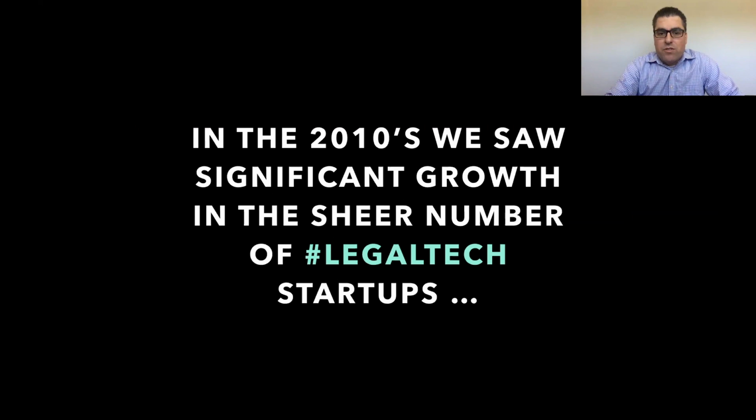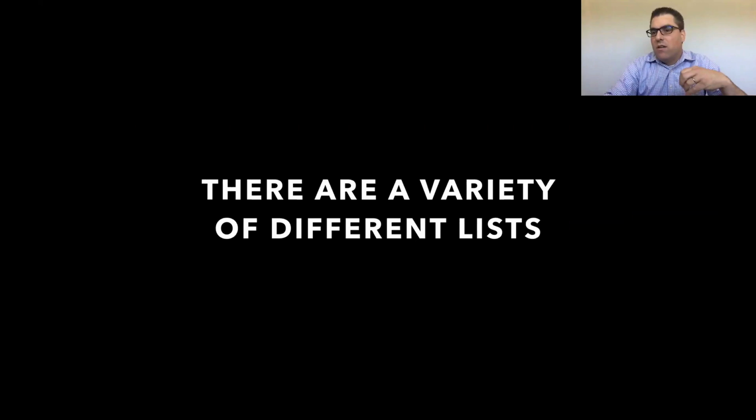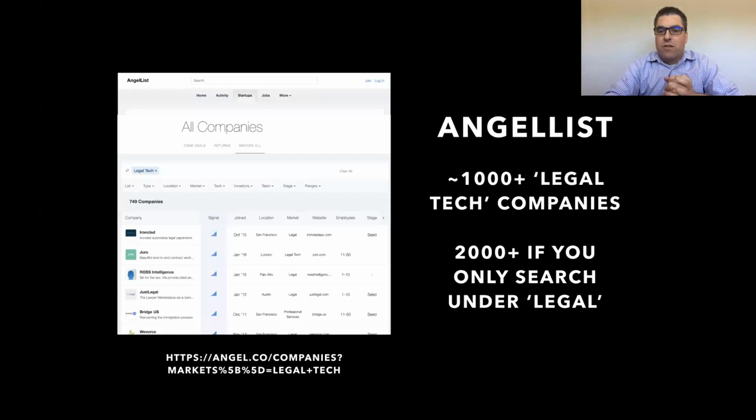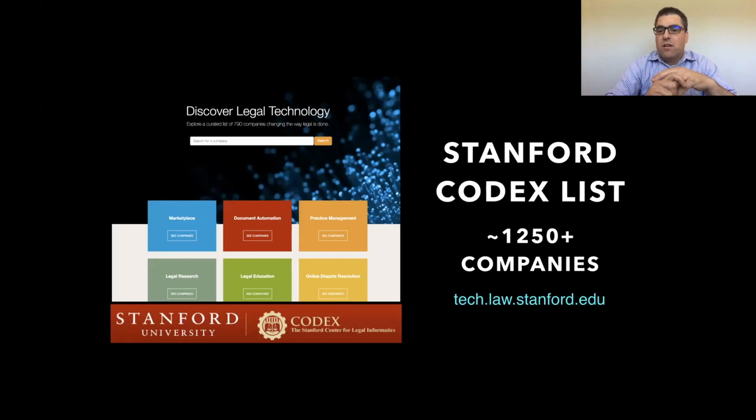We saw significant growth in the sheer number of legal tech startups in the decade we just came out of. And just to document that, there's a variety of different lists out there. None of them are perfect or represent the entire list of companies by any stretch of the imagination. But if you went to, say, AngelList, which is a list of venture-seeking and venture-backed startups, you'll see 1,000 to 2,000 legal tech companies. Not a perfectly curated list, again, but just to give you an idea. Stanford CodeX keeps a list, about 1,250 companies there.